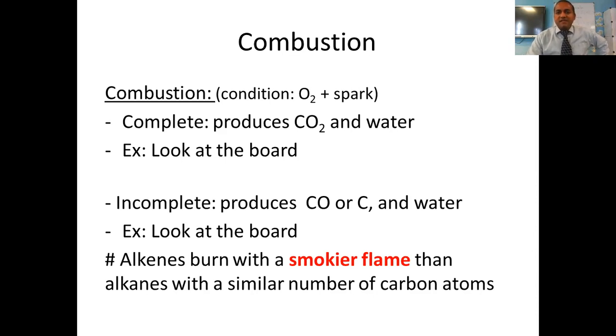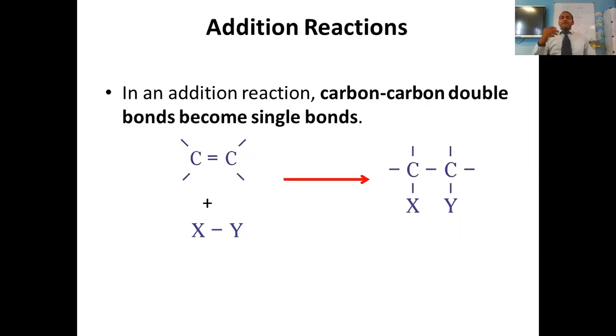Now, the next one. If you remember, in alkane, the only reaction that you can go through is substitution with the presence of UV light. Here, alkene can go through various reactions because alkene has a carbon-carbon double bond. So alkene usually goes through addition reaction. In an addition reaction, carbon-carbon double bonds become a single bond.